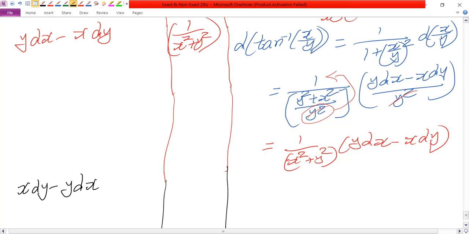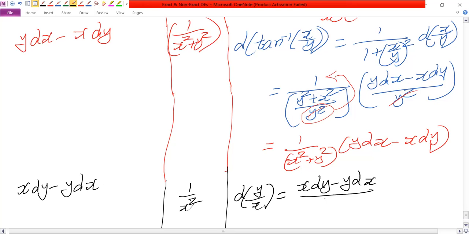So I'm not discussing problems on this. Otherwise, one thing I'll explain. If I'm multiplying with 1 by x square, then what are we going to get? We have to take the differentiation of y by x. Why should we take it? Let's see. Differentiation of y by x equals x into dy minus y dx by x square.